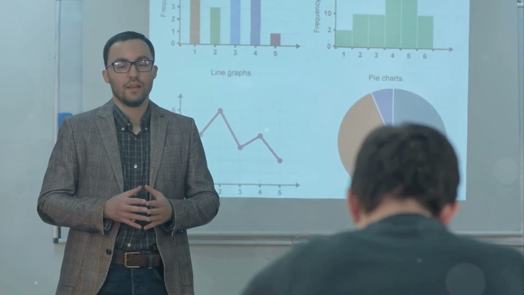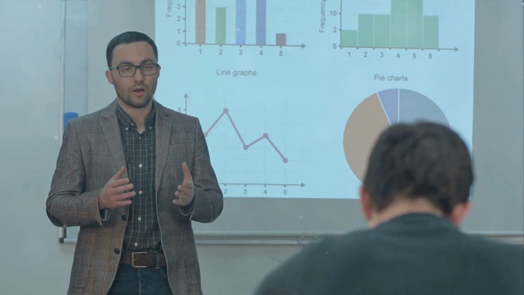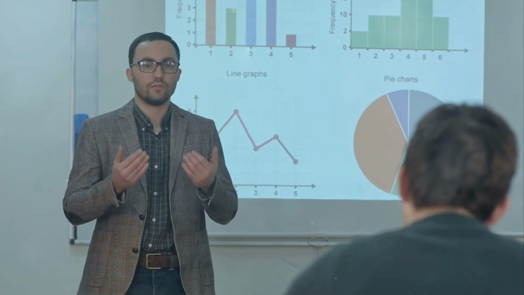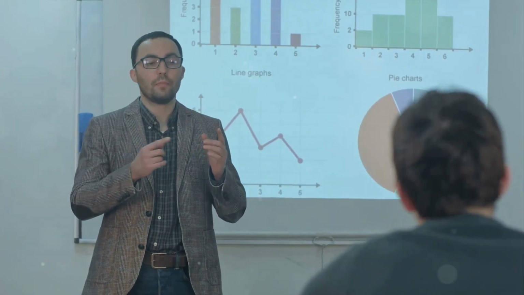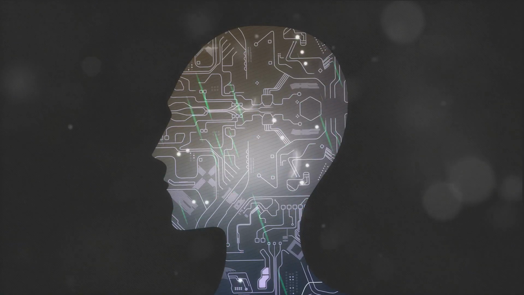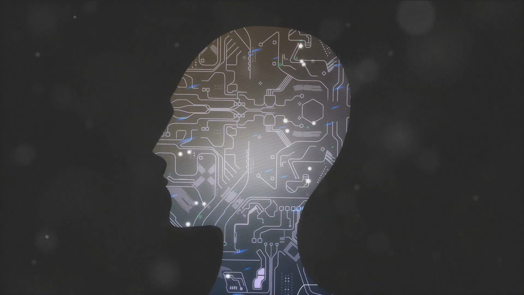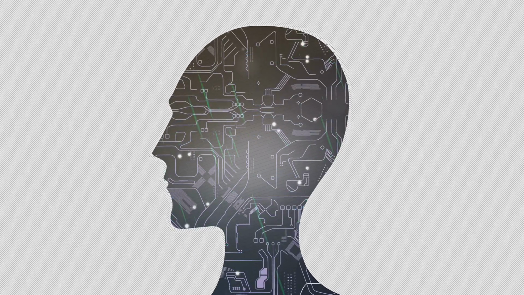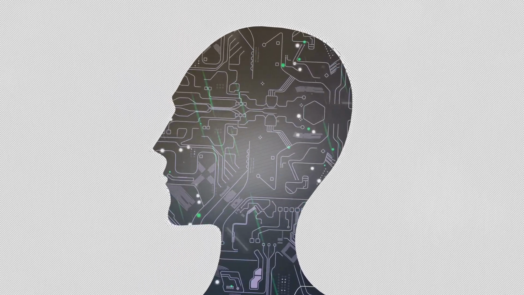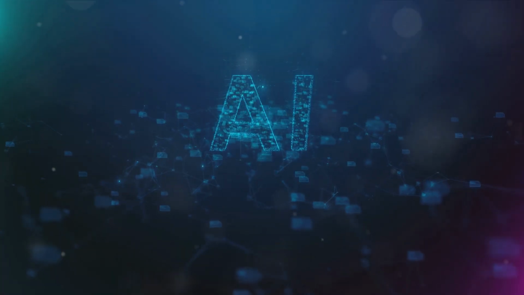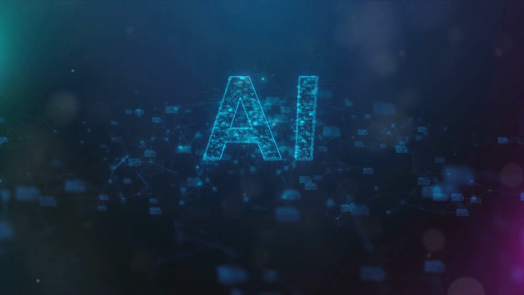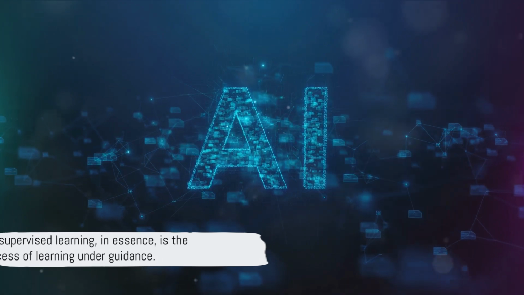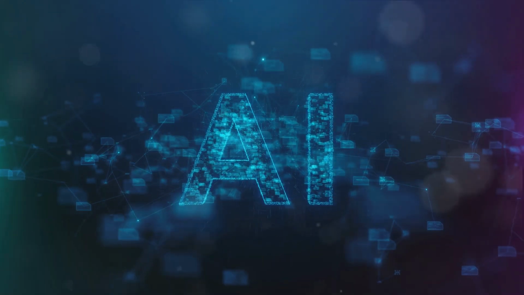One vital thing to remember about supervised learning is that the quality of the output heavily depends on the quality of the input. In other words, the better the labeled data we provide, the better the system will perform. So supervised learning is like having a personal tutor. This tutor, the labeled data, guides the system through the learning process, ensuring that it learns correctly from the start. It's a process of learning by example, where the system learns to make predictions based on past data. So supervised learning, in essence, is the process of learning under guidance.